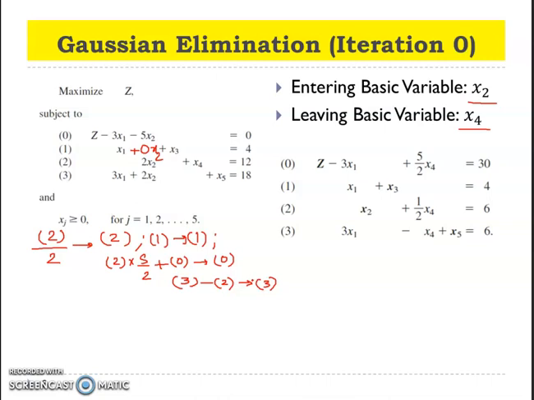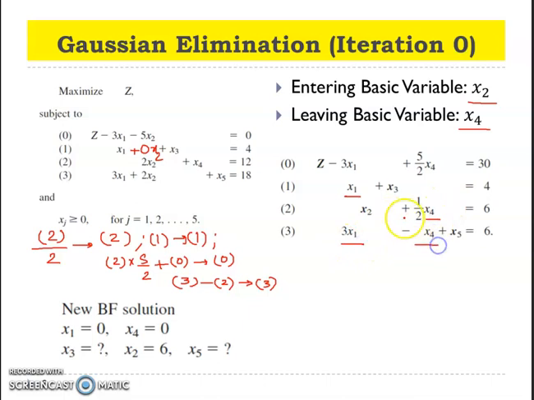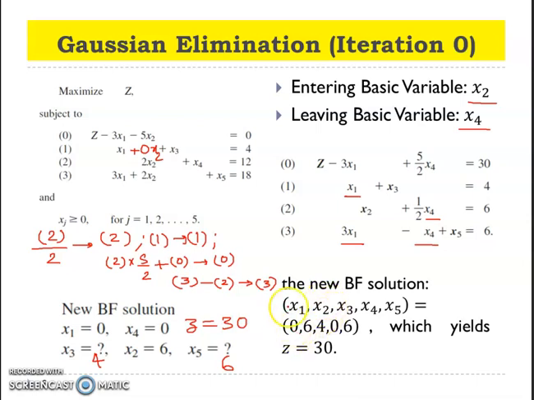So if we do all these Gaussian eliminations, we will have a new system of equations, and in this new system we can substitute these values. If we substitute x1 equal to 0 and x4 equal to 0, it will give us the solution. This x3 will be 4, x2 will be 6, and x5 will be 6. And the value of the objective function will be 30. Now we have this new basic feasible solution, and the value of the objective function at this new basic feasible solution is 30.